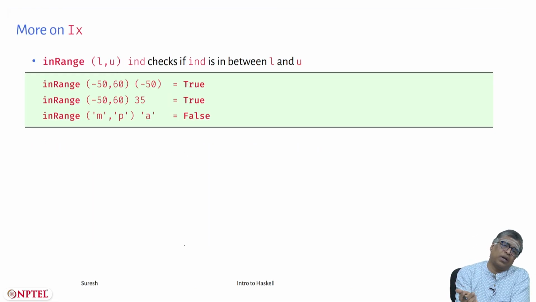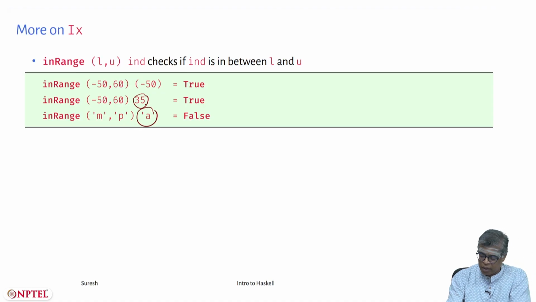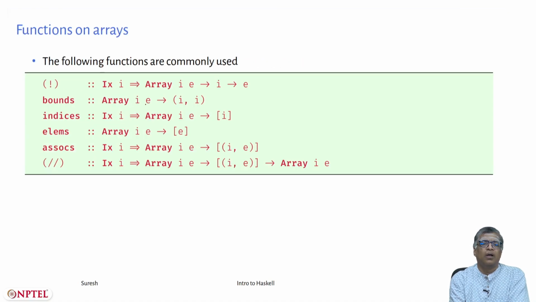InRange, again, the same kind of thing, you can see these examples. Minus 50 is in the range minus 50 comma 60, 35 is in the range minus 50 comma 60, 'a' is not in the range 'm' comma 'p'. Finally, rangeSize gives you the size of the range, as I explained already. This is just about arrays in general and what more you can do with indices.